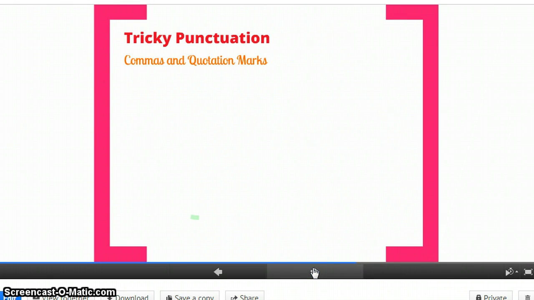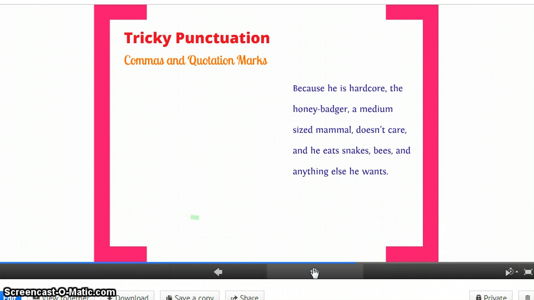Moving on to tricky punctuation, commas and quotation marks. Here is a sentence that will help us with all of our comma needs. Because he is hardcore, the honey badger, a medium-sized mammal, doesn't care, and he eats snakes, bees, and anything else he wants. This will show us how we need to use our commas. There are really four main ways to use a comma, and when in doubt, it's best to leave it out. Don't use a comma unless you know it's necessary. And here are the four ways it can be necessary.